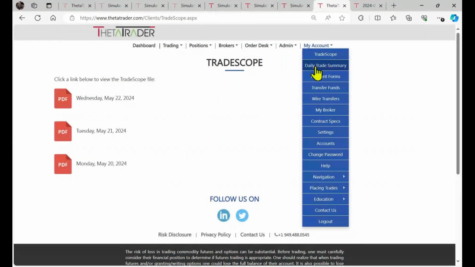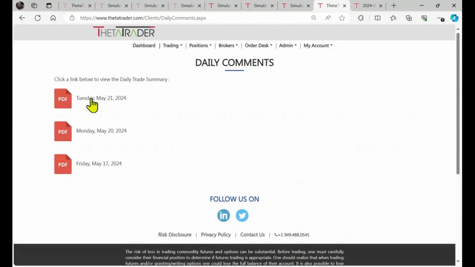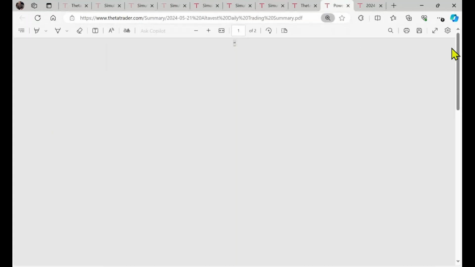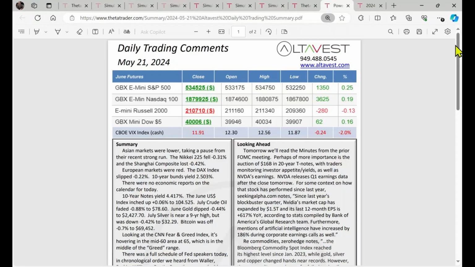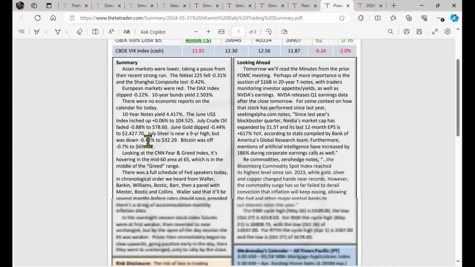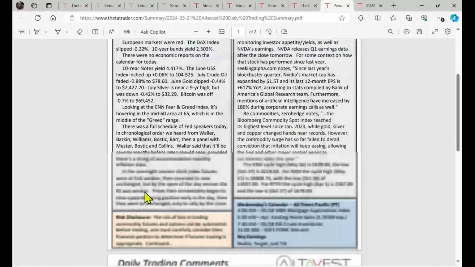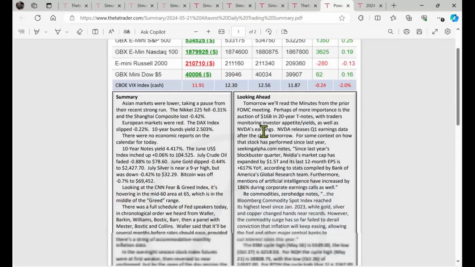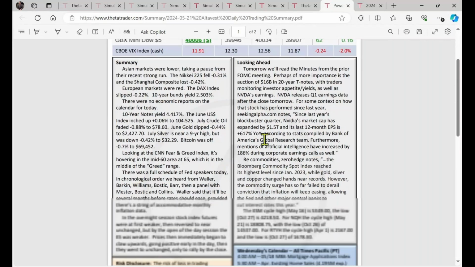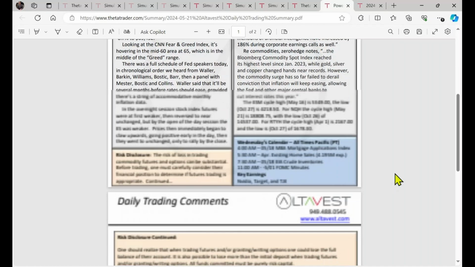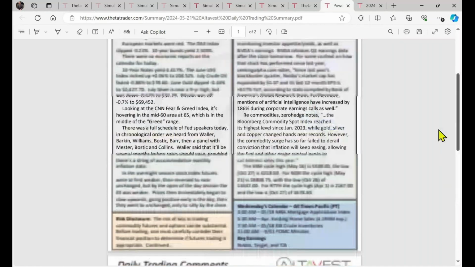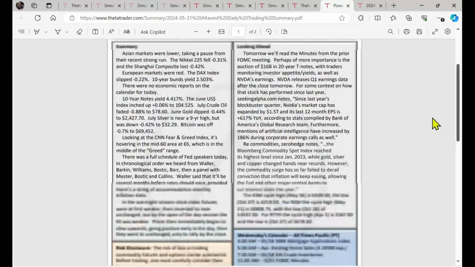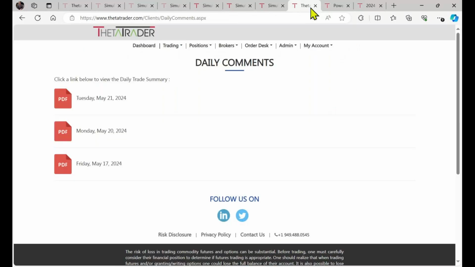Also something here called the daily trading summary, and this generates all the activity from Asia, from Europe, here in the US, and then what to look for moving forward, any economic reports on the calendar. And that's a real nice synopsis. People like that because it's really concise and easy to get through in just a few minutes. So that's also part of ThetaTrader.